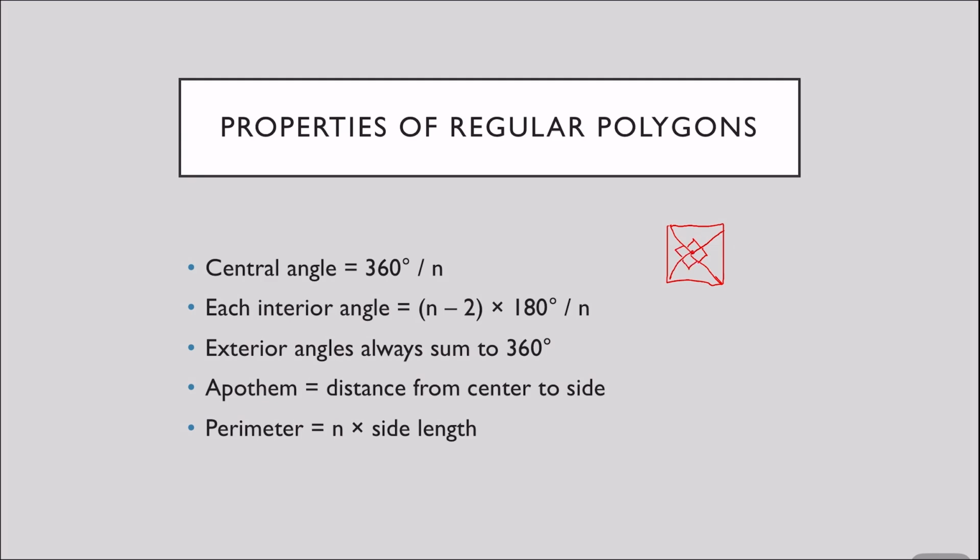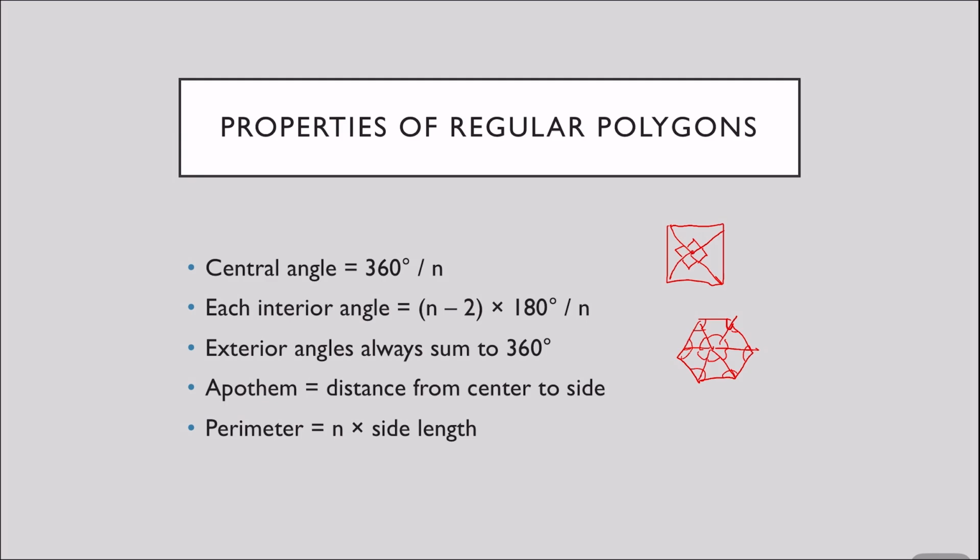So if you look at a hexagon, 6 sides, from the center 1, 2, 3, 4, 5, 6, you divide 360 by 6, you'll get each of this as 60 degrees. That is your central angle. And then each interior angle, ito yung mga interior angle, no? Ayan mga yan. So those interior angles will follow the formula n minus 2 times 180 all over n.